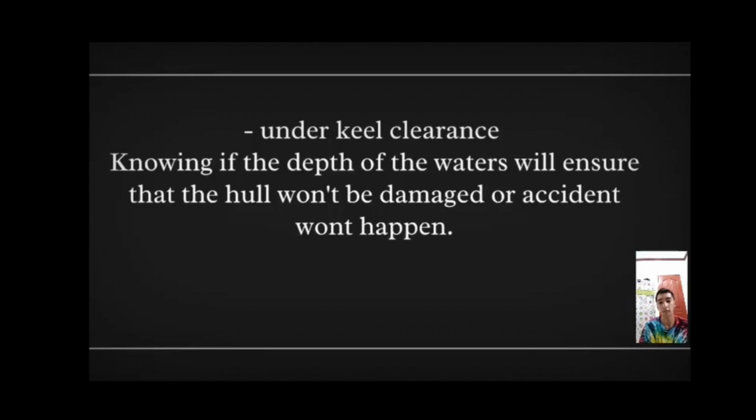Knowing the underkeel clearance is very important so that accident and damage to your hull or the vessel won't happen. It is very important to take note of the underkeel clearance, especially in passage planning.